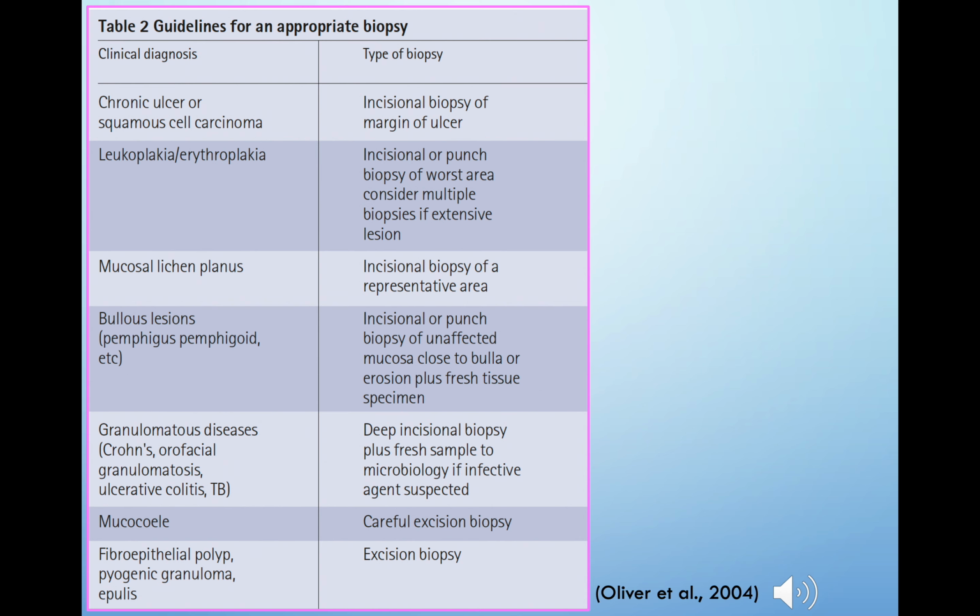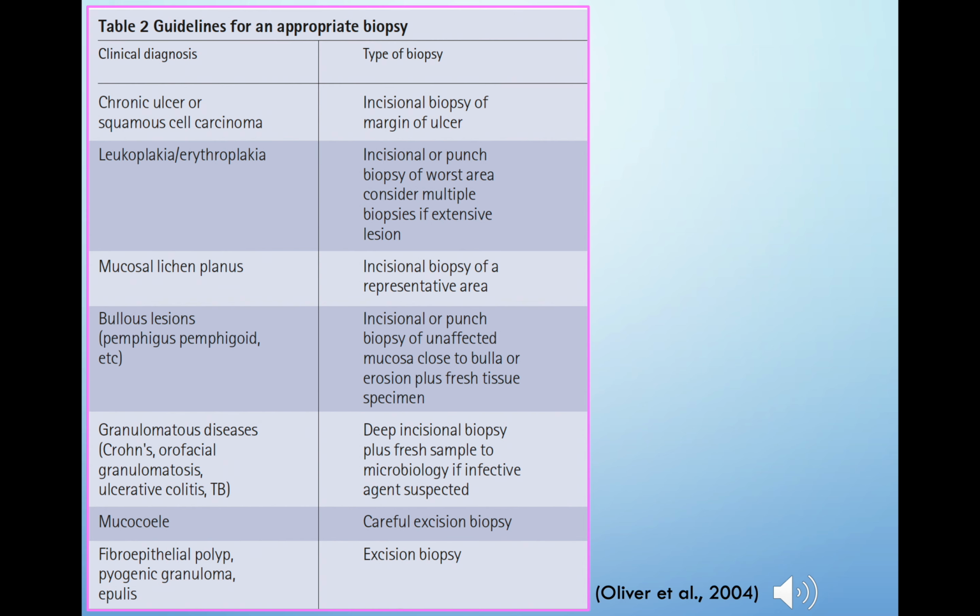Okay, here's a table by Oliver et al. in 2004. The authors proposed guidelines for an appropriate biopsy. So, for example, in a clinical diagnosis of chronic ulcer or to rule out SCC, incisional biopsy can be done at the margin of ulcer.